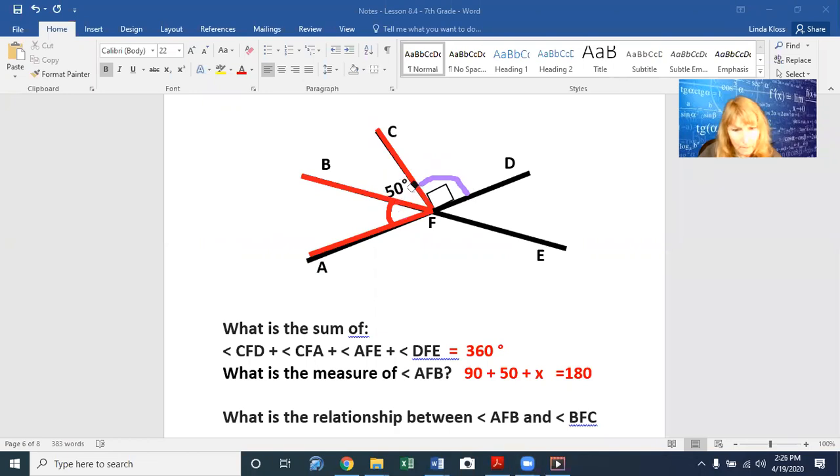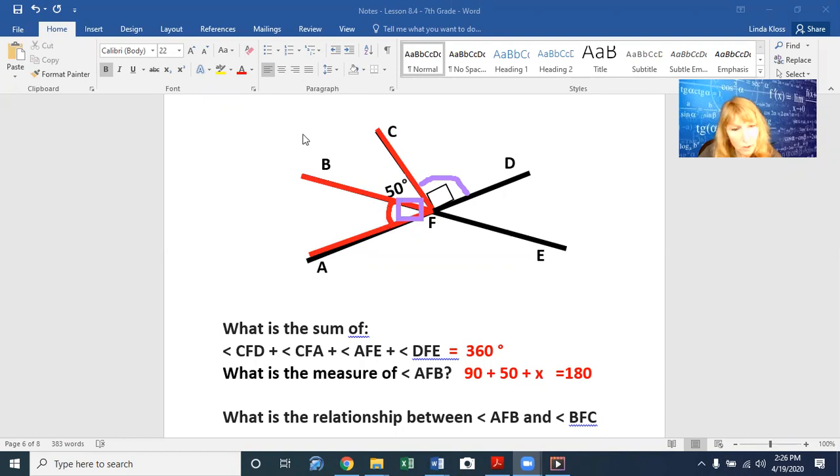So we know that, we can put a little box there. This angle here is 90 degrees. So if this is 50, this has to be, and we already figured it out, 40, because 50 plus 40 is 90.